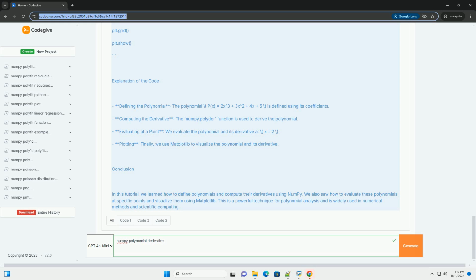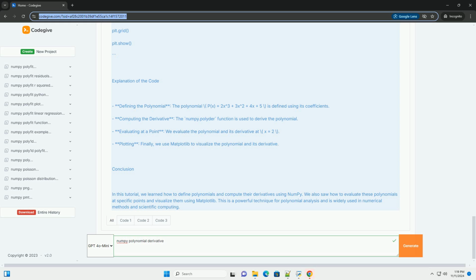4. Evaluate the polynomial and its derivative. You can use the numpy.polyval function to evaluate the polynomial and its derivative at specific points. Example code. Here's a complete example demonstrating these steps.